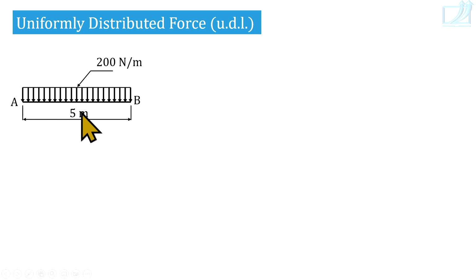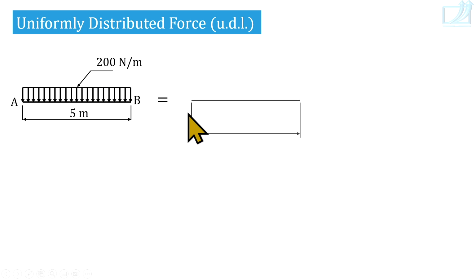It is always associated with its length. What does this diagram suggest to you? Each 1 meter is carrying 200 Newton for 5 meter length. So it is a uniform distribution. 200 Newton per meter, weight per unit length, is known as the intensity of the distribution. So if a 200 Newton per meter load is acting over a length of 5 meters, then it's simple mathematics. What is the total force? 200 into 5, that is 1000 Newton.